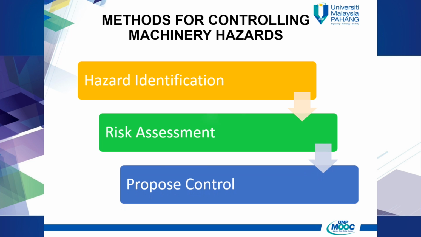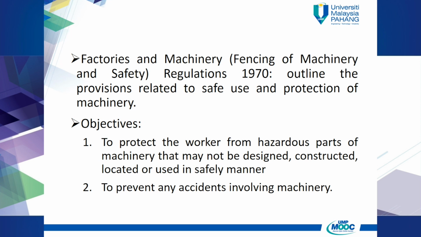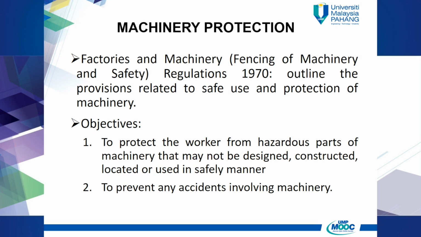The Factories and Machinery (Fencing of Machinery and Safety) Regulations 1970 have outlined the provisions related to safe use and protection of machinery. The objectives of these provisions are: number 1, to protect the worker from hazardous parts of machinery that may not be designed, constructed, located, or used in a safe manner, and number 2, to prevent any accidents involving machinery.